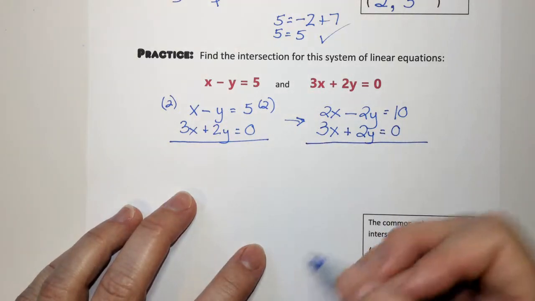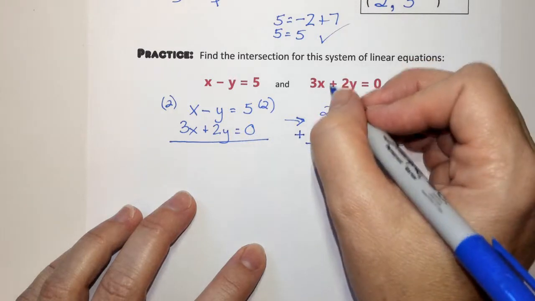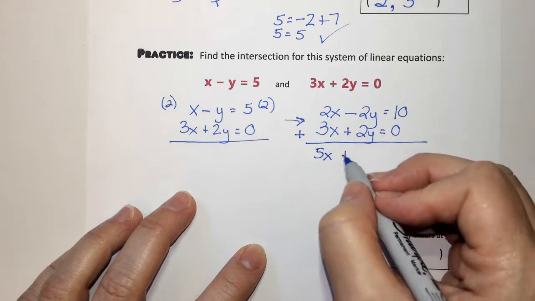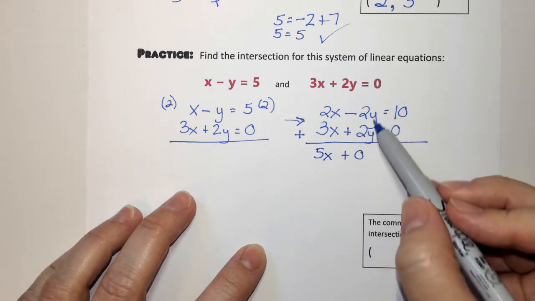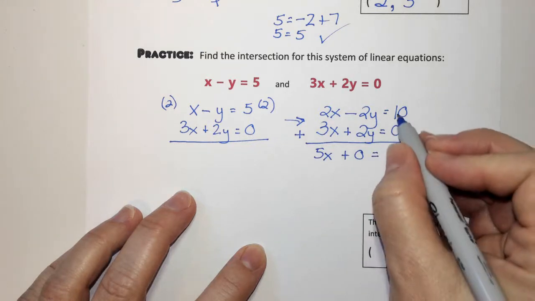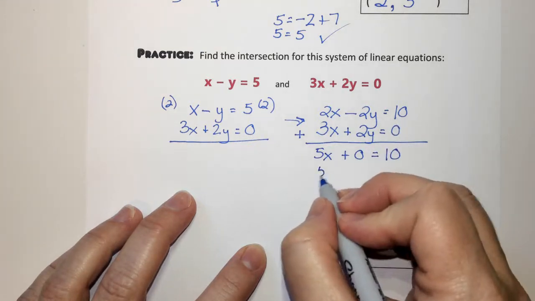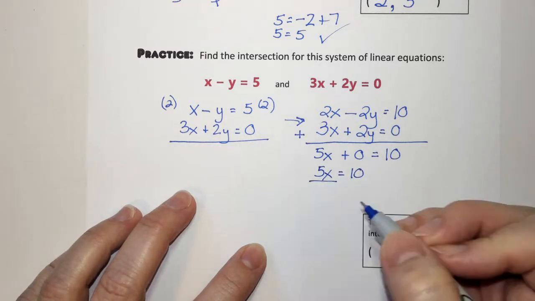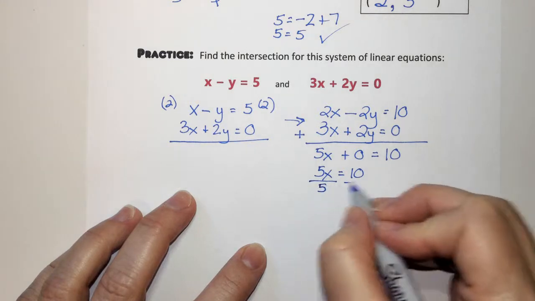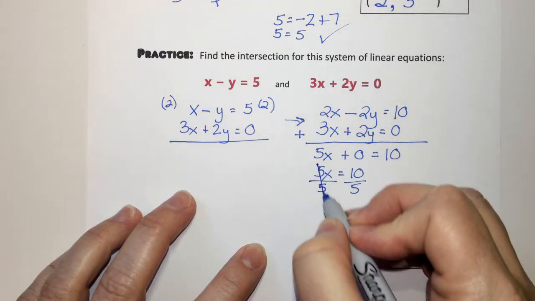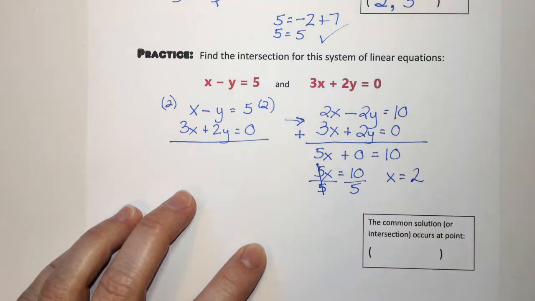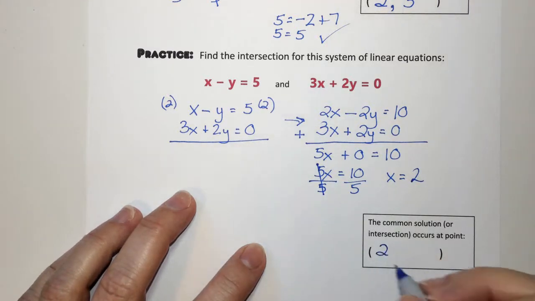Now, I'm going to add. Make sure I have my plus sign. You're going vertically. 2x plus 3x is 5x. Negative 2y plus 2y is 0. And that was the goal, to get one of my variables to cancel. 10 plus 0 is 10. Rewrite. 5x equals 10. This is a one-step algebra problem. 5x, divide both sides by 5. 5x over 5 cancels, becomes x, equals 10 divided by 5 becomes 2. I think my x value at the point of intersection is 2.